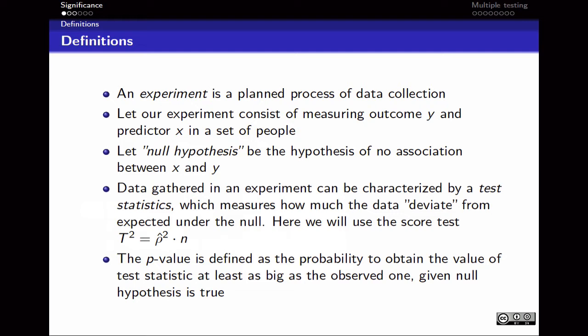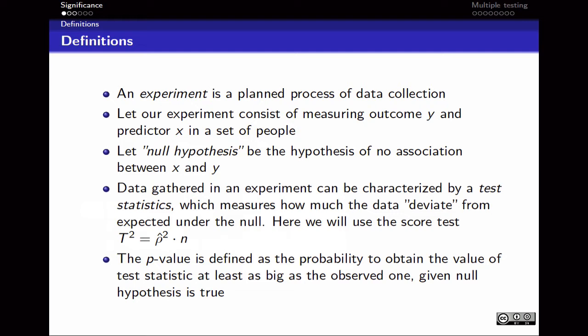So we define the null hypothesis as a hypothesis of no association between the outcome and the predictor. So we do the experiment, we do planned collection of some data, and this data can be characterized by test statistics, which measures how much the data deviate from the expectation under the null hypothesis of no association. And you could think of many test statistics in general. This could be actually any value which would measure deviation from the expectation under the null.